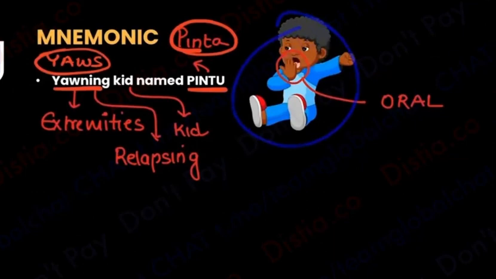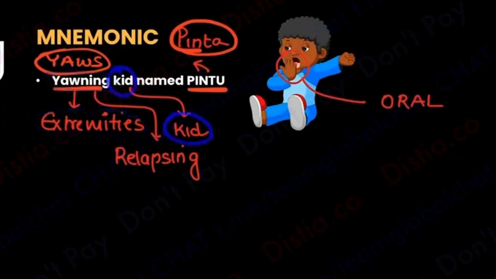How do you yawn? You always put your hands out, no? You stretch your hands. So yaws will always remind you that there is something to do with the extremities. Kid will remind you that this is occurring somewhere in children. And also when we yawn, guys, if I am yawning, it's contagious, right? You will also start yawning. And once I yawn, then I yawn multiple times because I'm too bored. So yawning is associated with relapses. This means yaws is going to be associated with relapses.